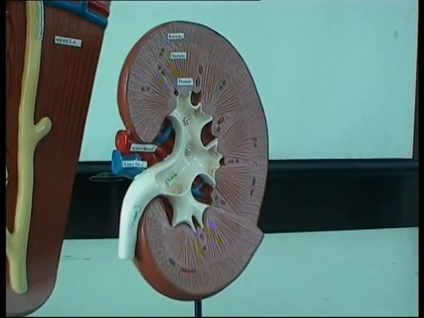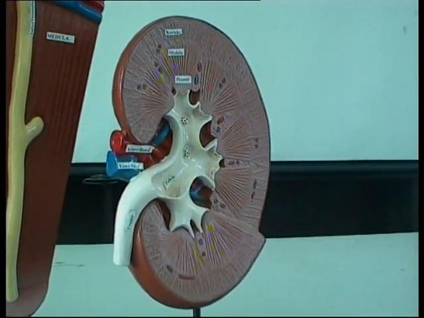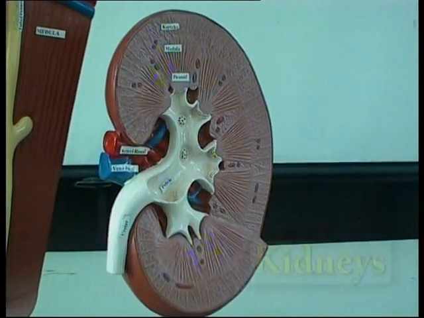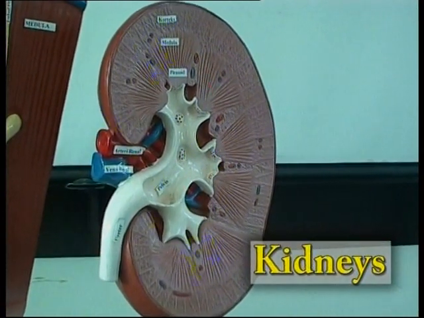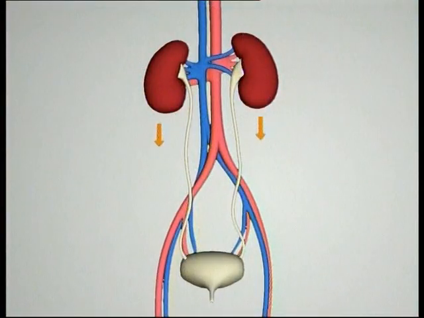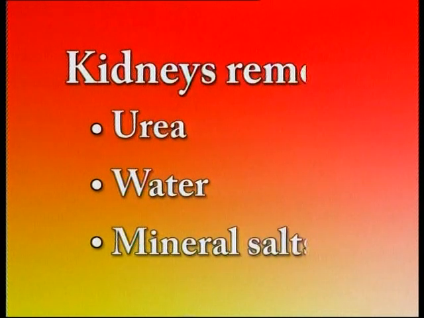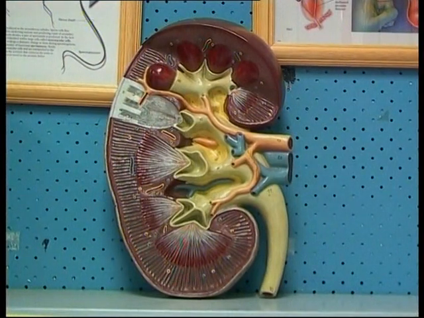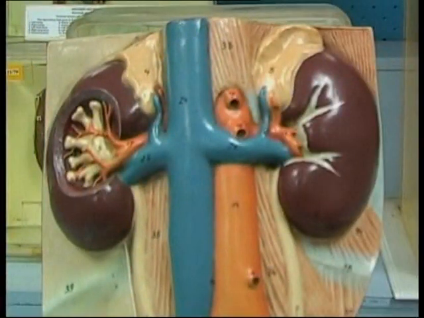The third excretory organ, which is the main organ in our excretory system, is the kidneys. The kidneys remove urea, which is a waste formed in the liver from excess amino acids in the body. The urea is then excreted in urine, which also contains water and traces of mineral salts. And now, let's look in detail at the human urinary system.